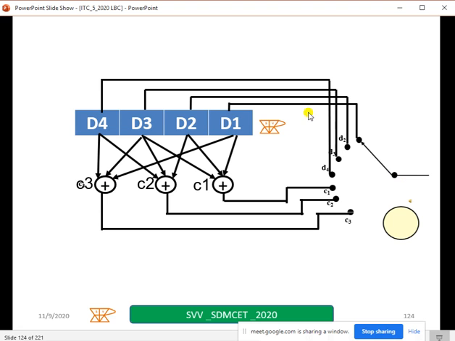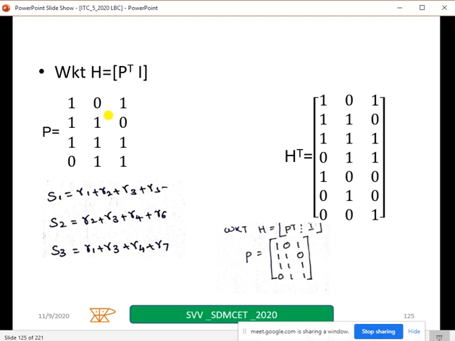Yeah, another I've drawn with a different color. I just tried so that I will get practice to draw these things at a later time. Okay. Now I have a P. I have to write H transpose. All of you write down H transpose. From H transpose, you can write.